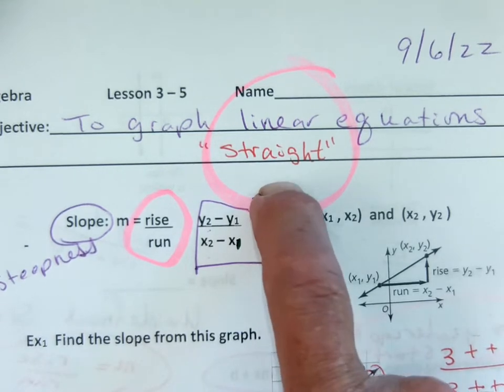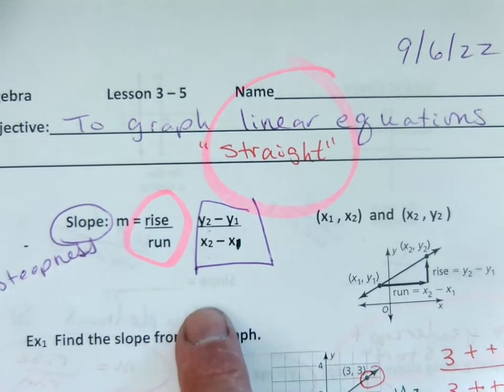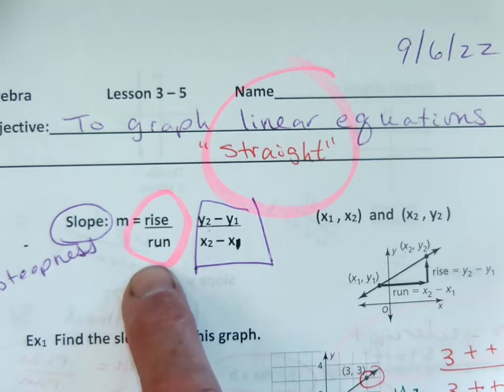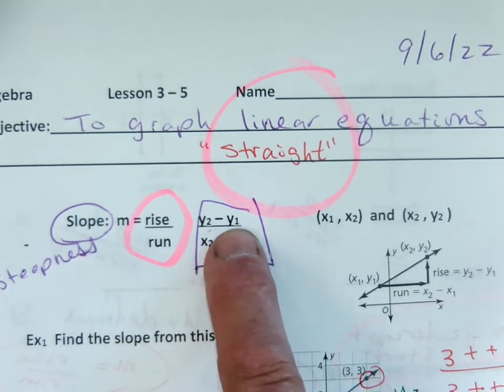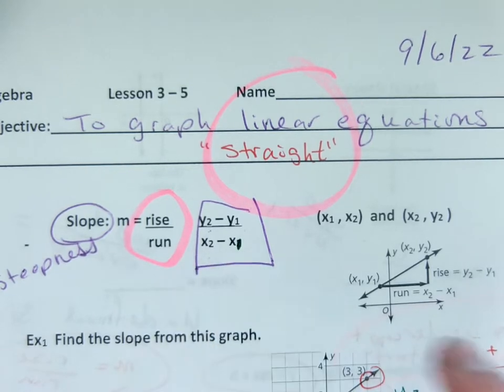I talked about how we're graphing linear equations, and the word linear means straight. We also talked about slope being rise over run. We have a slope formula, y2 minus y1 over x2 minus x1.